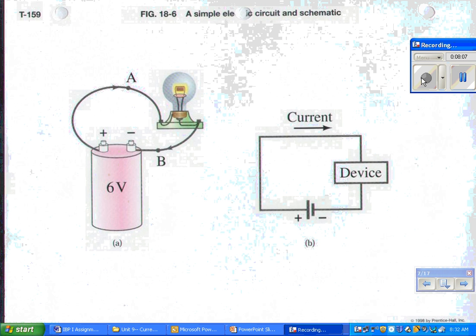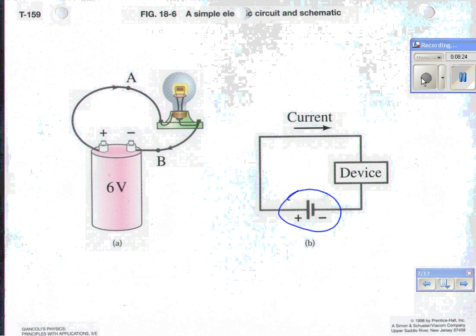So rather than drawing pictures all the time of a battery and some wires and a device that's using that electricity to do something like create light, that's kind of fun, but it's going to get old. So we're going to do these schematic diagrams where we'll use symbols to represent things in our electric circuits. This symbol right here represents a battery or some sort of a potential generator, okay? Usually it's going to be a battery when we're talking about a circuit. Notice that the long line is the positive end.